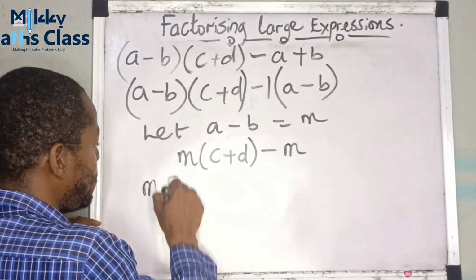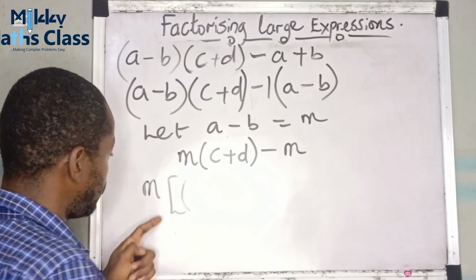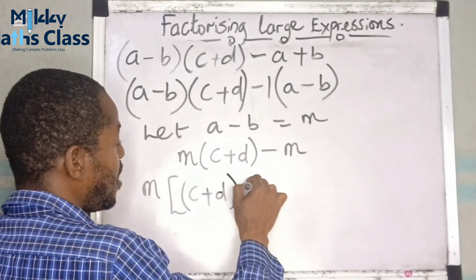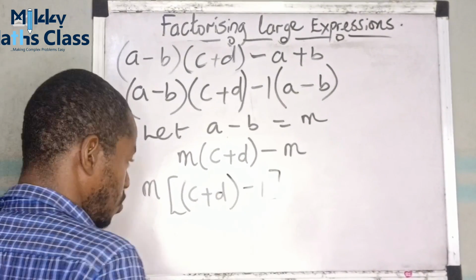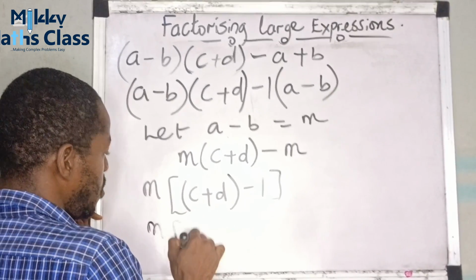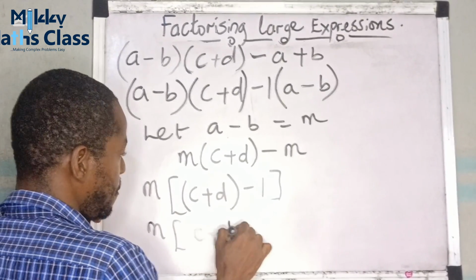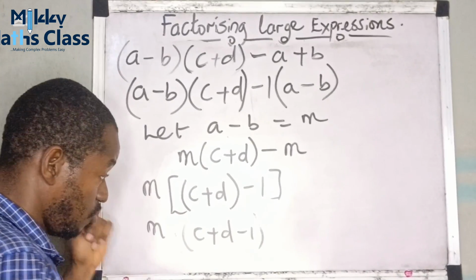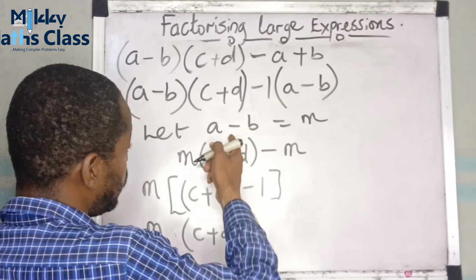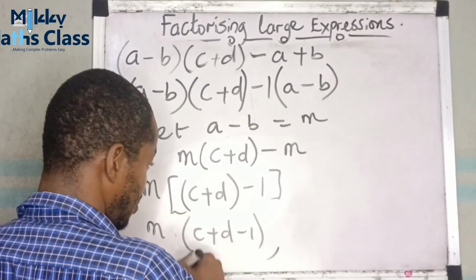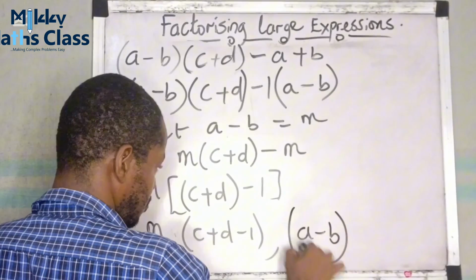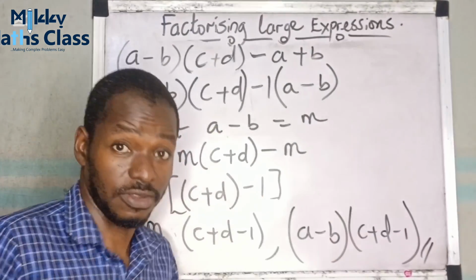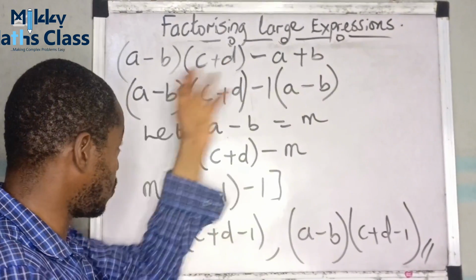So we have that this is m into bracket c plus d minus 1. So we can put it like this, m into bracket c plus d minus 1. So wherever we see m, remember we put a minus b. Therefore our final answer will be a minus b into bracket c plus d minus 1. So that's the final answer for this factorization.